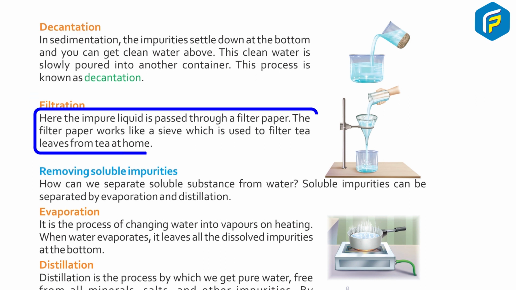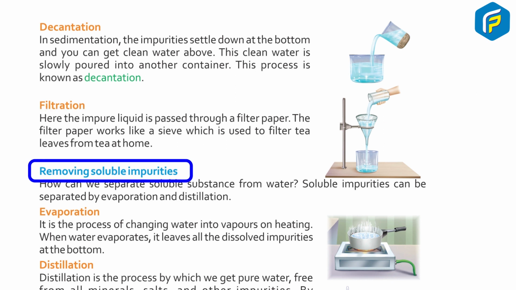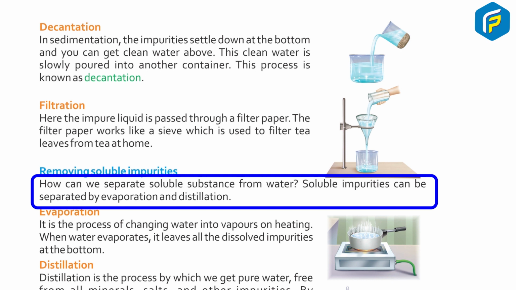Filtration. Here the impure liquid is passed through a filter paper. The filter paper works like a sieve which is used to filter tea leaves from tea at home. Removing soluble impurities. How can we separate soluble substances from water? Soluble impurities can be separated by evaporation and distillation.